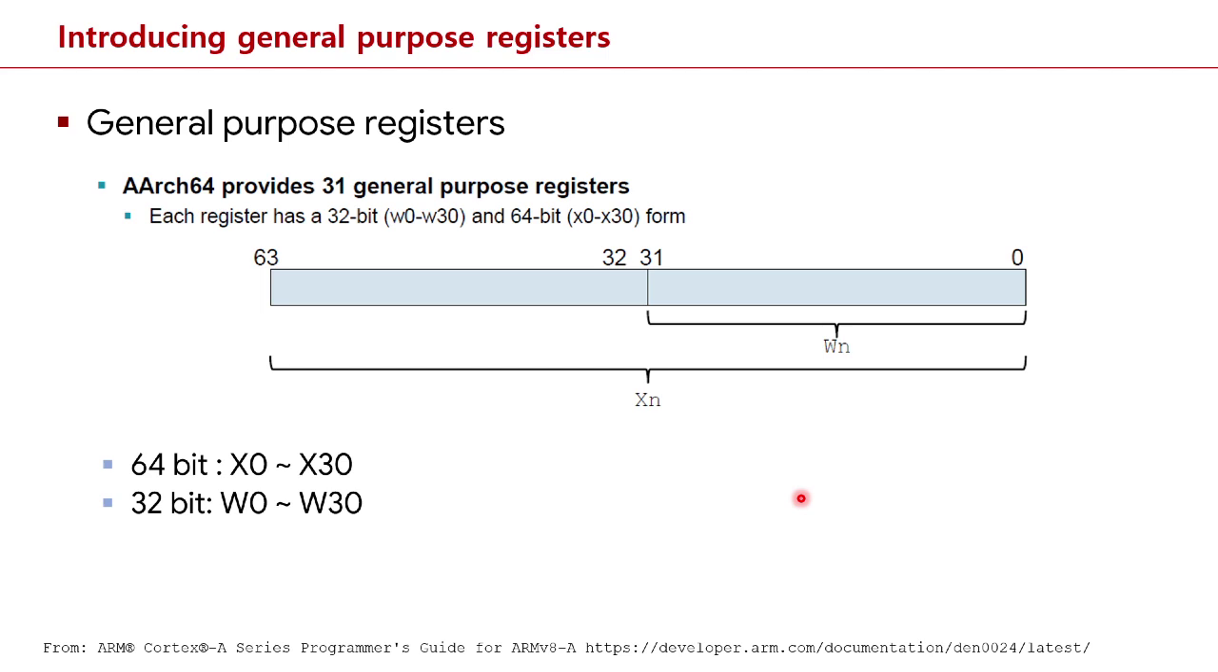Now, let's look at the part of the reference manual of the ARM version 8 architecture that describes the general purpose register. As you can see, the ARM version 8 architecture in the 64-bit environment defines the 31 general purpose registers. X0 to X30 are the general purpose registers.